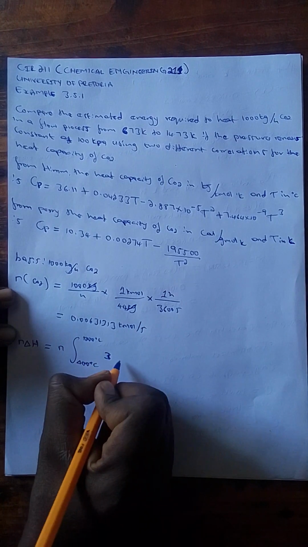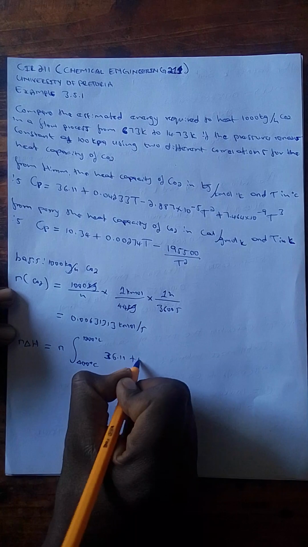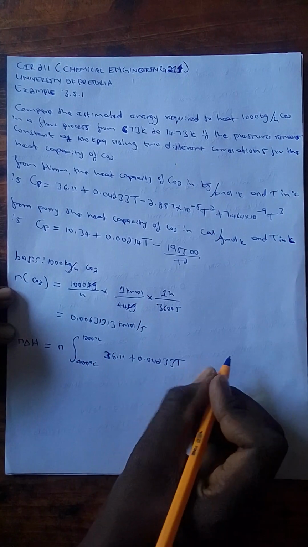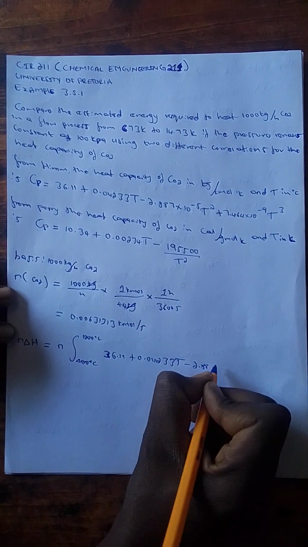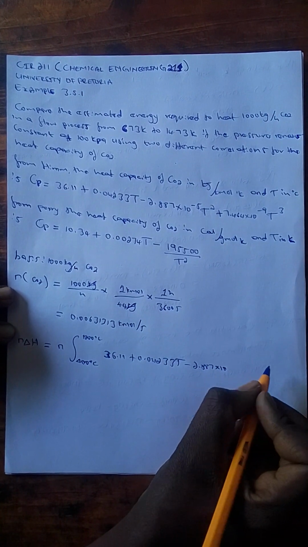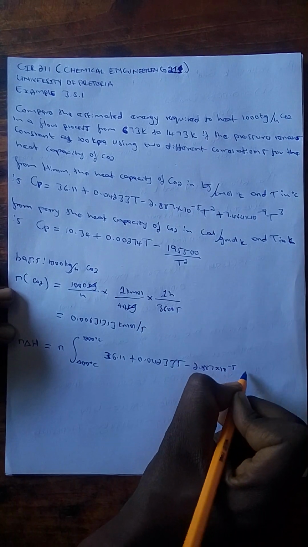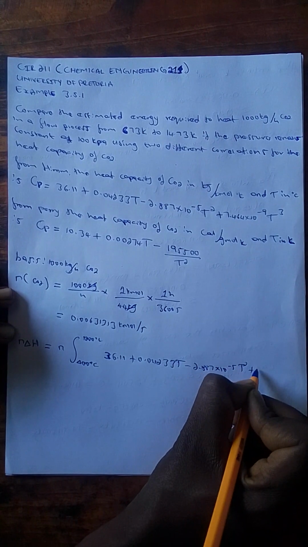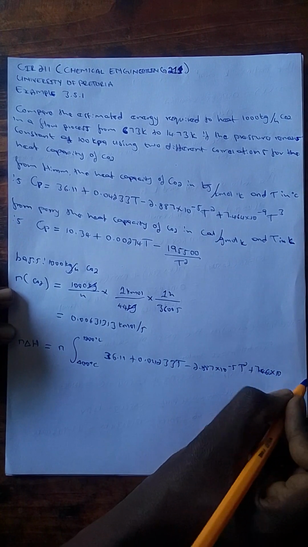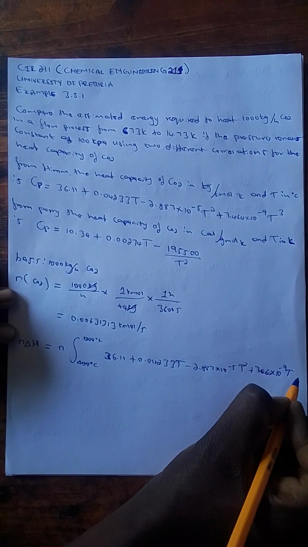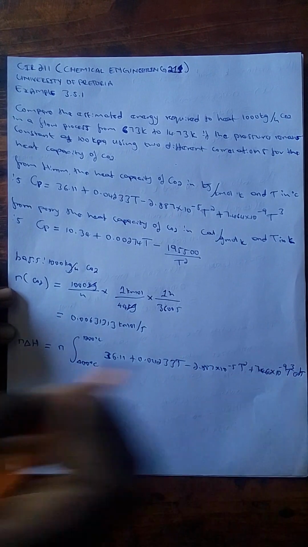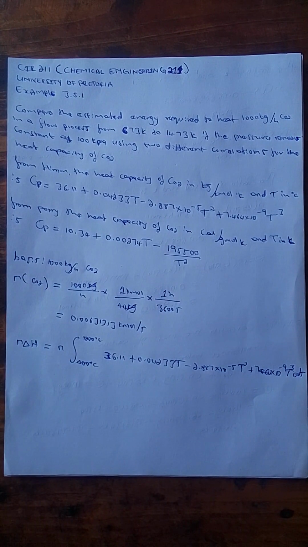You know the CP is 36.11 plus 0.042333 t minus 2.887 times 10 to the power minus 5 t squared plus 7.464 times 10 to the power minus 9 t cubed. Don't forget to put dt because we are integrating with regard to the temperature.